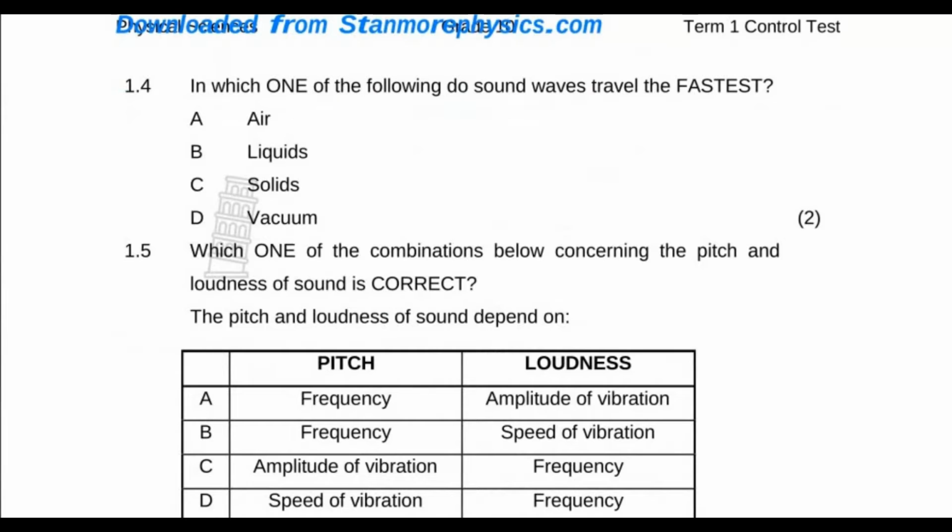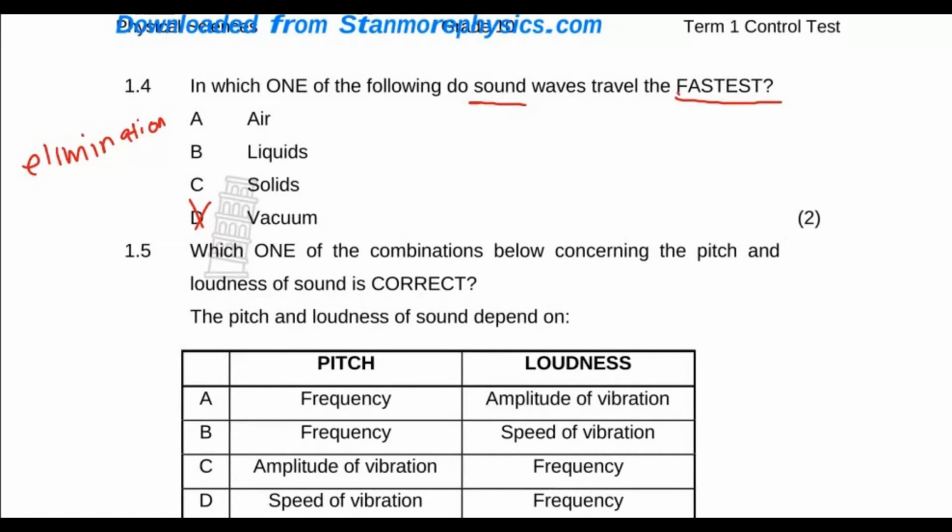In which one of the following do sound waves travel the fastest? So A, is it in air? B, is it in liquids? C, is it in solid? D, is it in vacuum? One of the strategies that I like to use for multiple choice question is called elimination, whereby I just eliminate or remove the wrong answers as you saw above. One thing about sound is that it doesn't travel through vacuum. So we know that the option cannot be D. So we are left with A, B, or C.